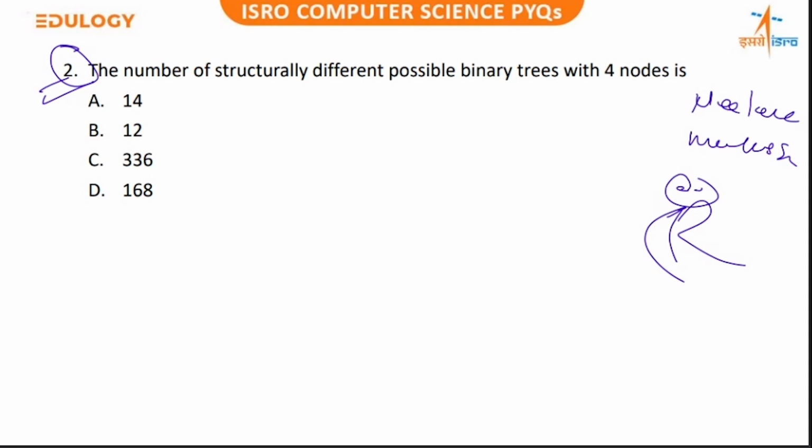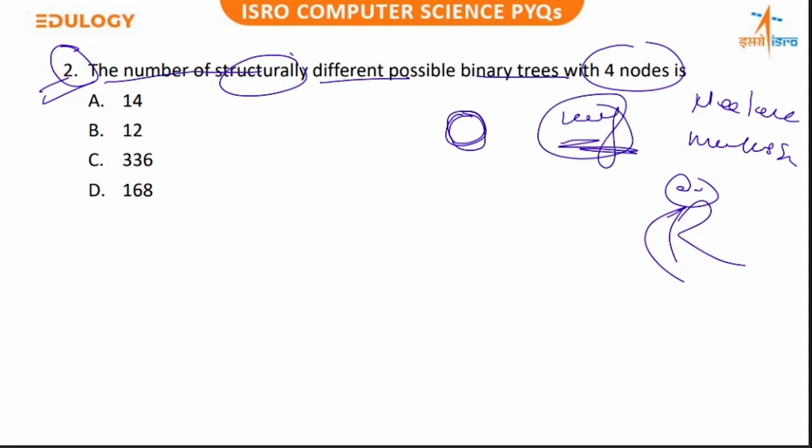See, what they are asking in this question: the number of structurally different possible binary trees with n nodes. We are talking about nodes, we are not talking about keys. Sir, option A. Okay, okay, Neelam, let us see, you can verify. So what are we doing over here? Number of nodes, structure possible with n nodes.